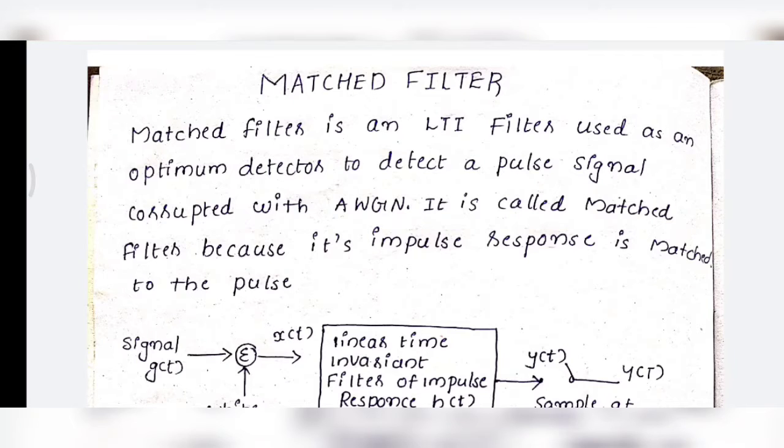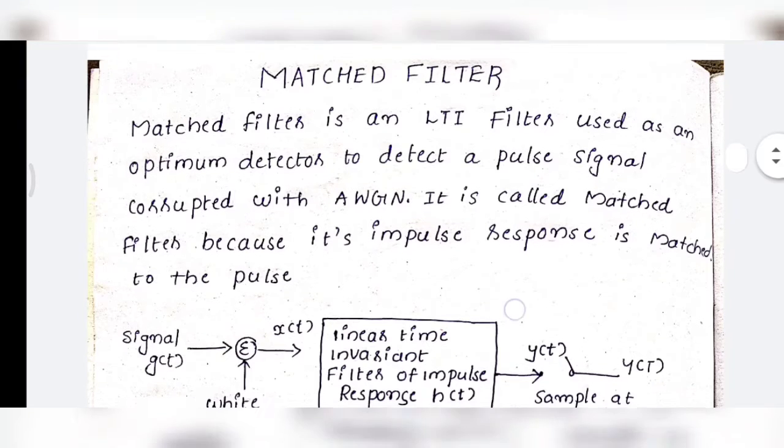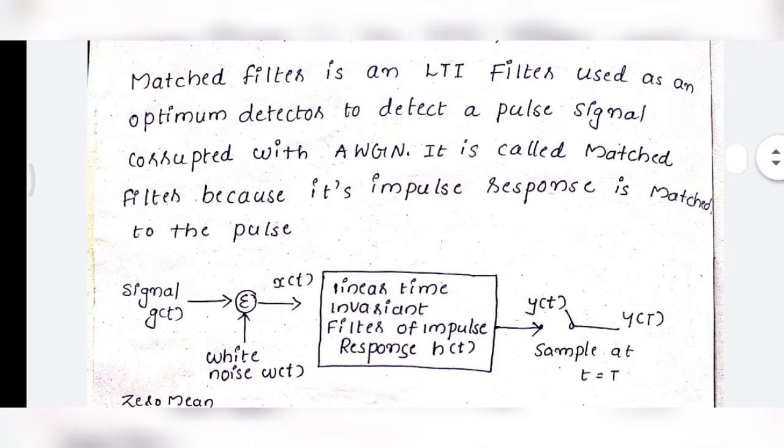The input of the matched filter is the combination of incoming pulse signal g of t and additive white noise denoted by w of t, having 0 mean and power spectral density N0 by 2. So the input of the matched filter is x of t. Now the output of the filter is denoted as y of t, that is sampled at t equal to capital T, and we get y of capital T.